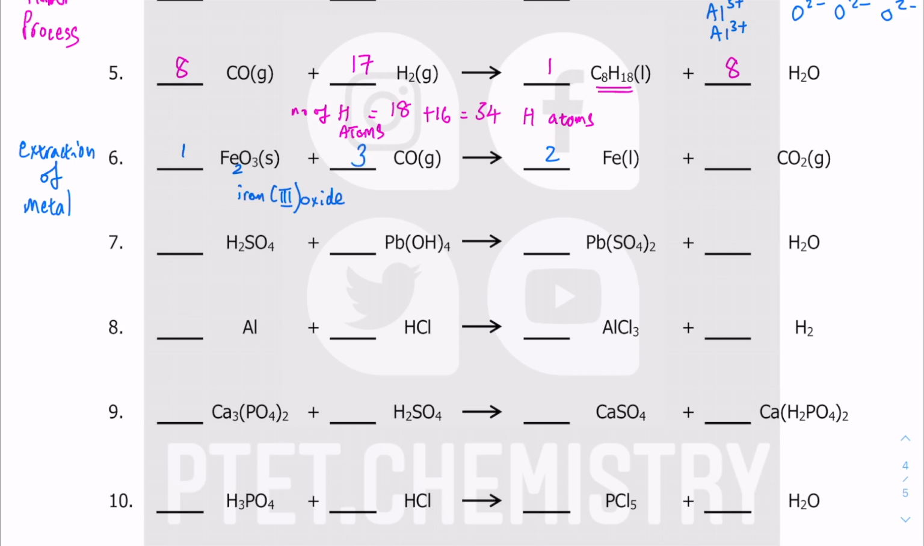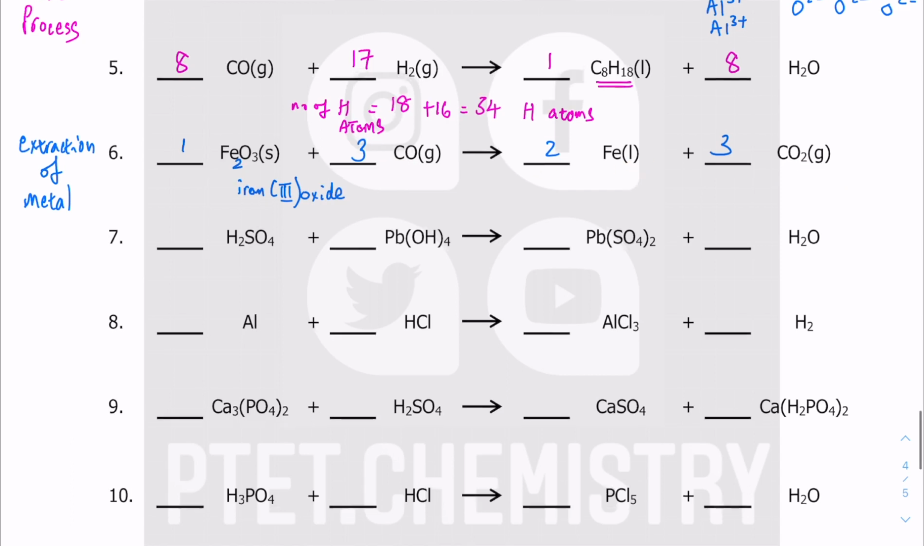If I have 3 then, 3 oxygen plus 3 oxygen is 6 oxygen. 3 times 2 is 6 oxygen. 3 carbon, 3 times 1 is 3 carbon. There's 1 carbon there. 3 times 1 is 3 carbon, so carbon is balanced. 2 times 1 iron, 2 iron, so this equation is balanced now.